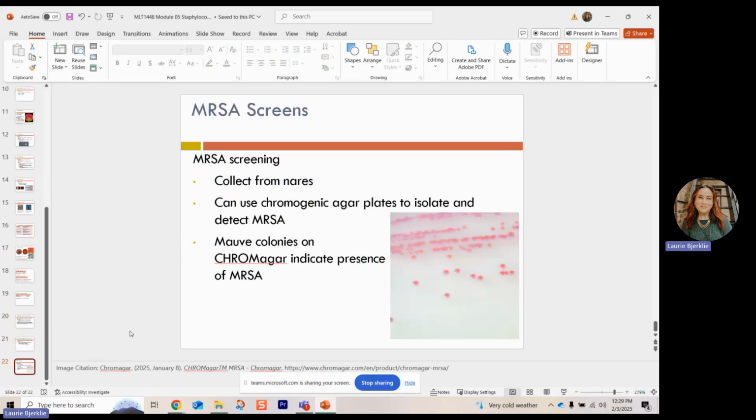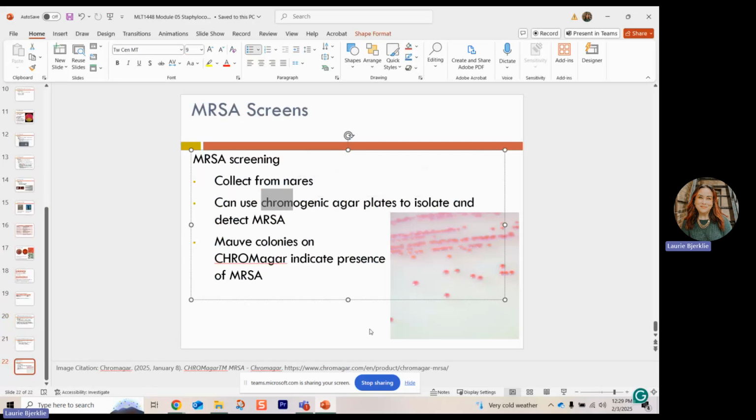The way that they do this is they collect a sample from the nares, because think about it, Staph aureus is normal flora of your nares, of your nostril area. By collecting the Staph aureus out of there, they can use what we call a chromogenic agar plate. They will streak it out onto that agar plate and incubate it. And the next day they look for a certain color. Chrome means color.